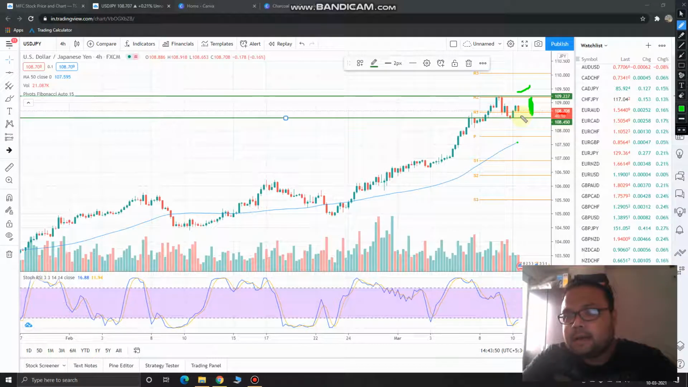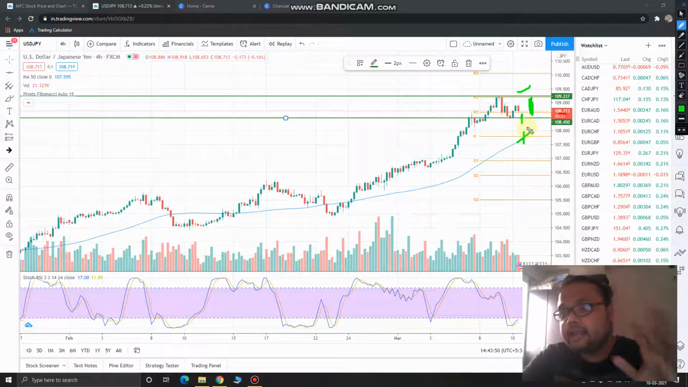In case market slips and crosses this line 108.45 level, then you just watch the price, okay, how the price reacts once it reaches the 50 moving average. Okay, if the price reaches the 50 moving average and if it takes support and bounces from here, then that will also be a very good position to execute a buy order. Okay, that will be the best area of value.